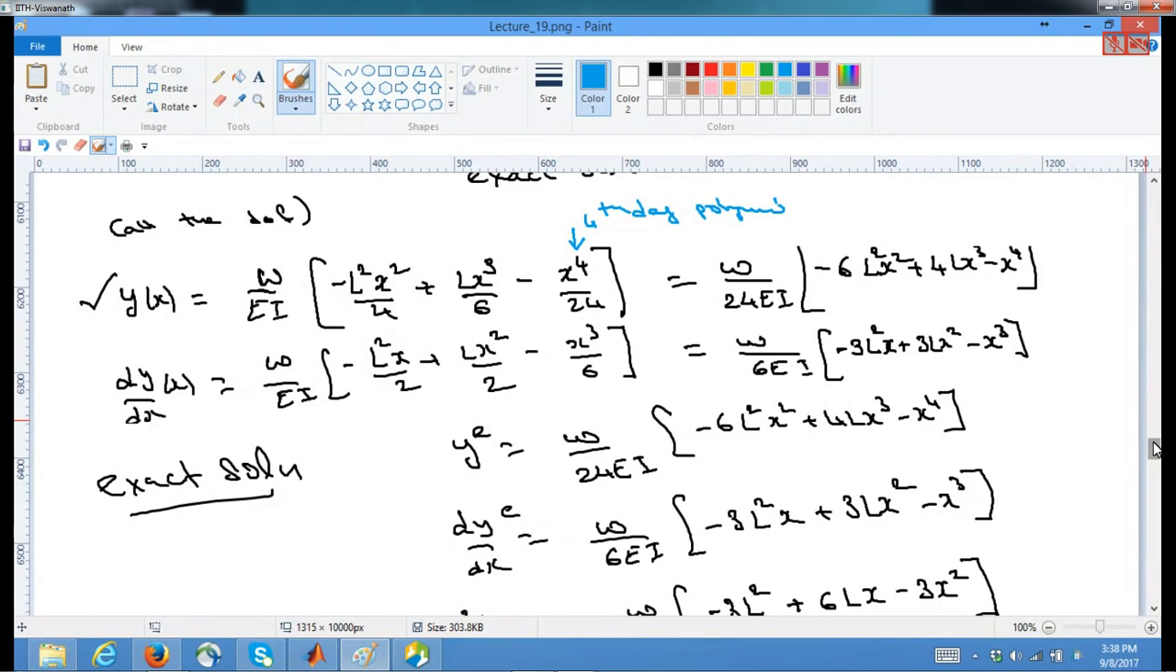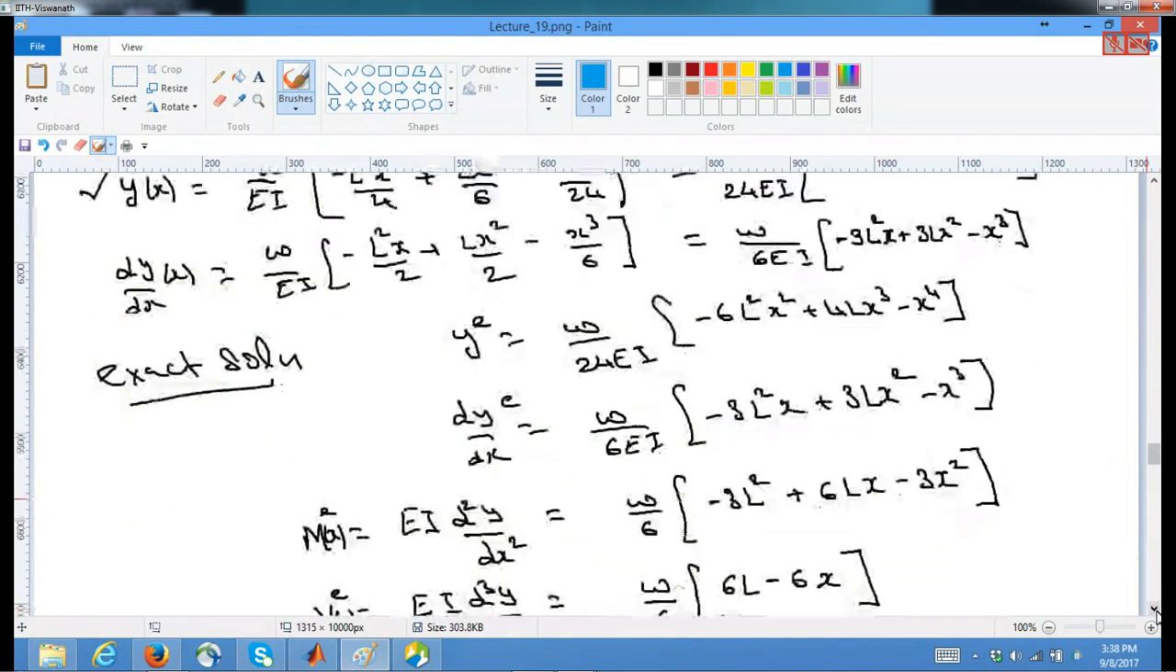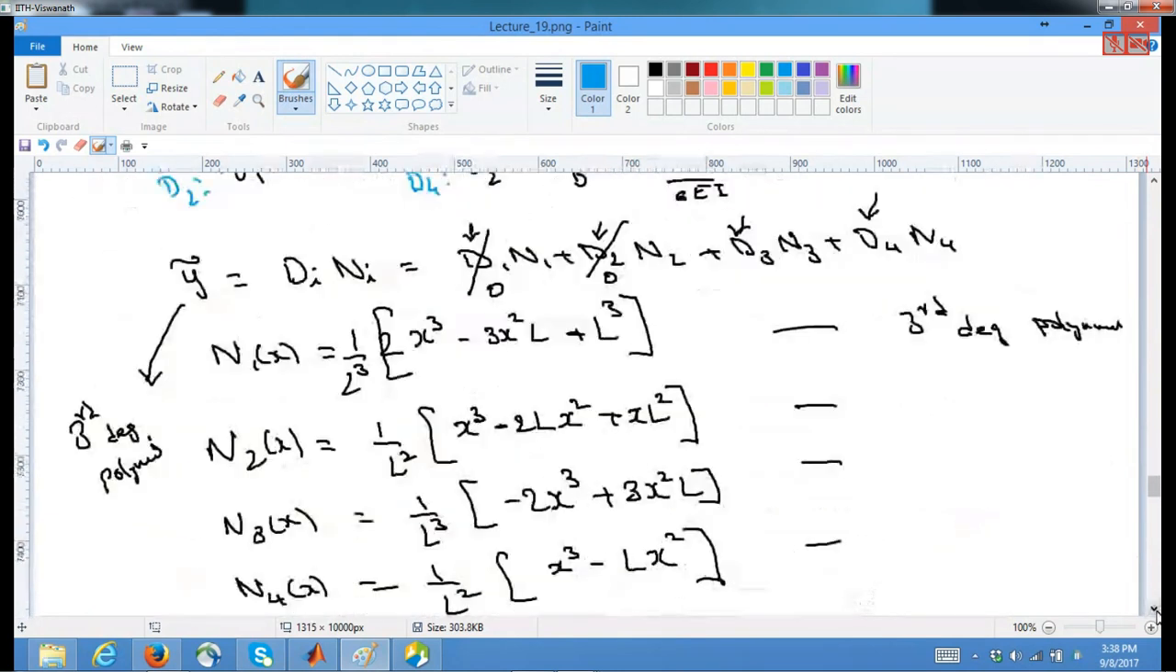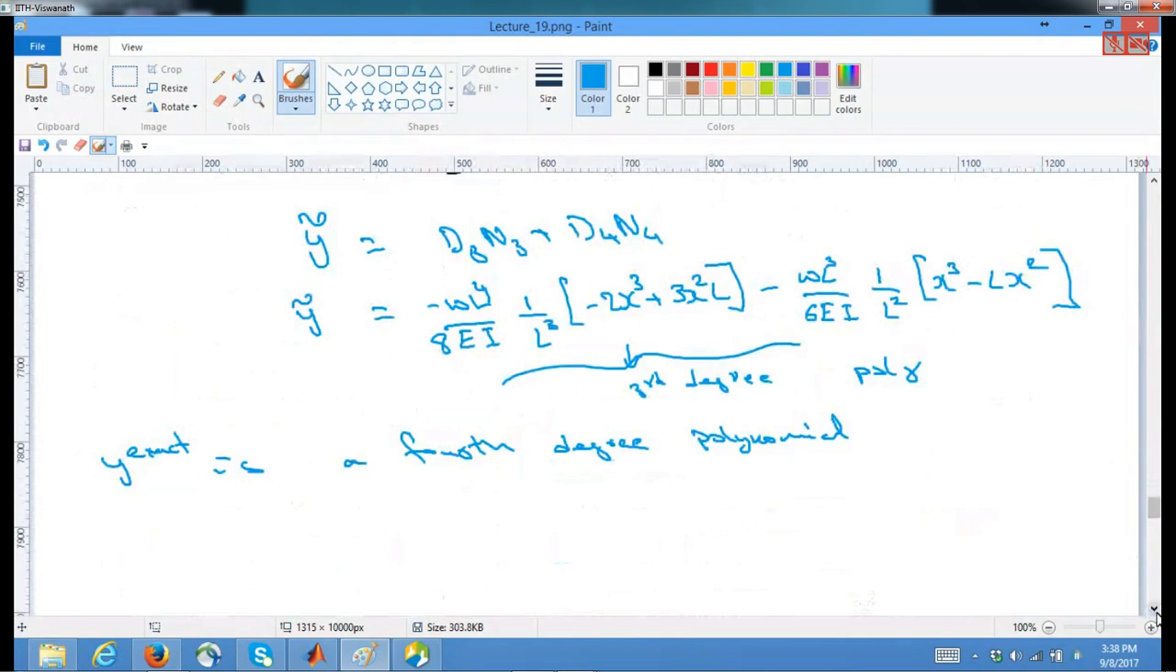In this case it happened to be a third degree polynomial approximation, when the exact solution happens to be a fourth degree. So this is the reason which we have written earlier. The characteristic of the exact solution is that it's a fourth degree polynomial. However, here the approximation is only a third degree polynomial. So your FE solution will not exactly match your exact solution.